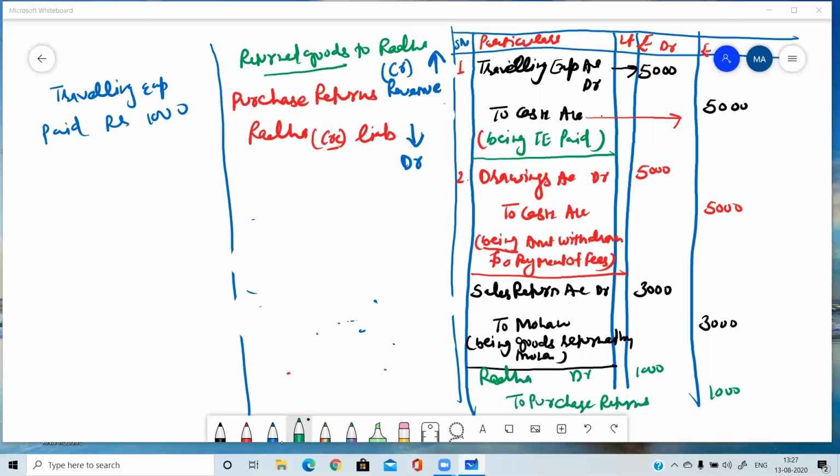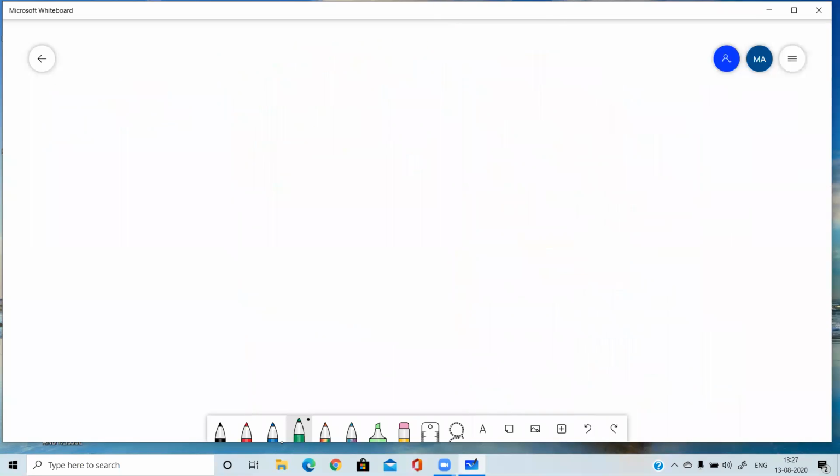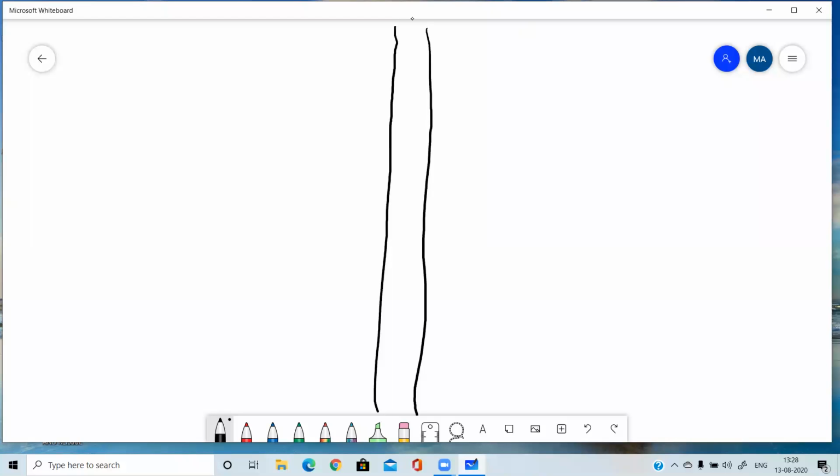Next entry, write down: depreciation charged on machinery. Machinery was of rupees 50,000 and you have charged depreciation at the rate of 10%. Yes, this is the format of journal I am drawing here.